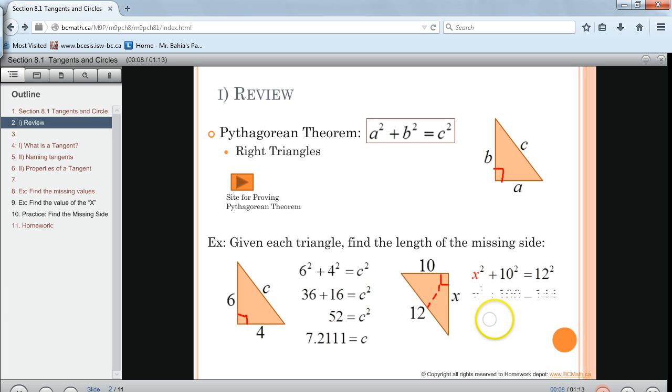So 10 squared, 100, plus x squared equals 144. We have to get this x squared by itself. Let's get rid of 100 from both sides. Subtract 100 here, subtract 100 there. You're left with x squared equals 44. Find the square root of 44. It's 6.66.